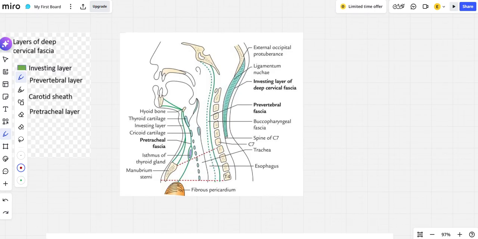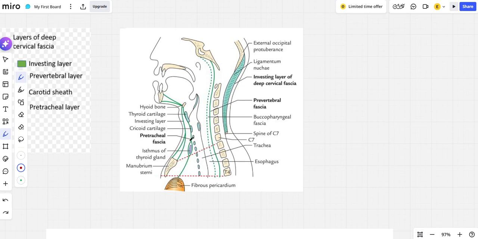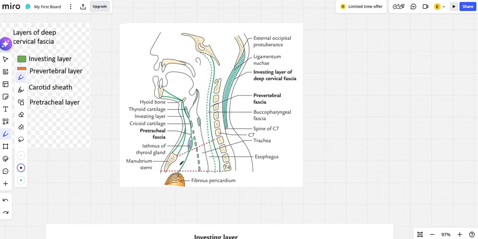And then there's also the pretracheal space. As I told you, this pretracheal space can go into the superior or anterior mediastinum because the pretracheal fascia is continuous with the fibrous pericardium, right? Okay, that's enough for the cervical fascia.